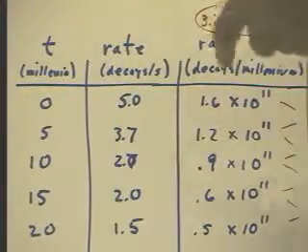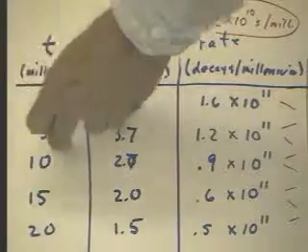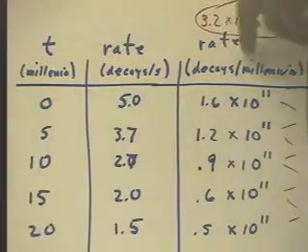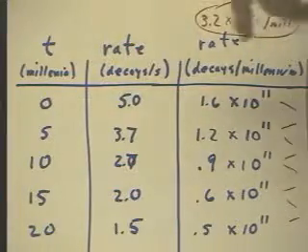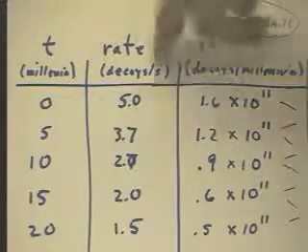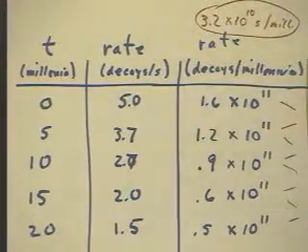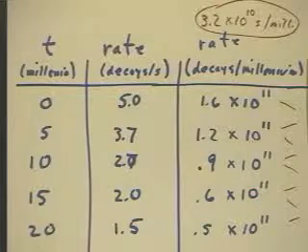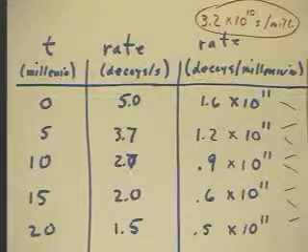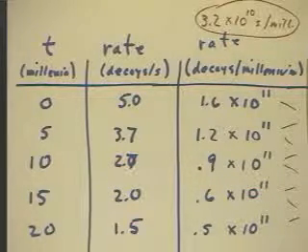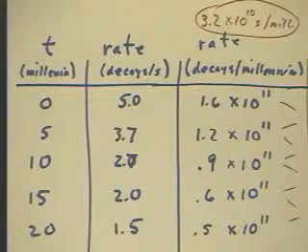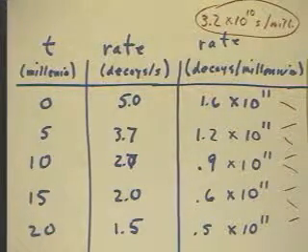How are we going to get from decays per second to the number of decays in 5 millennia? Well, the first thing we're going to do is take our rate and express that in terms of decays per millennium instead of decays per second. Now, how do we get from decays per second to decays per millennium? Well, there's 60 seconds in a minute, 60 minutes in an hour, 24 hours in a day, 365 and a quarter roughly days in a year, and 1,000 years in a millennium.